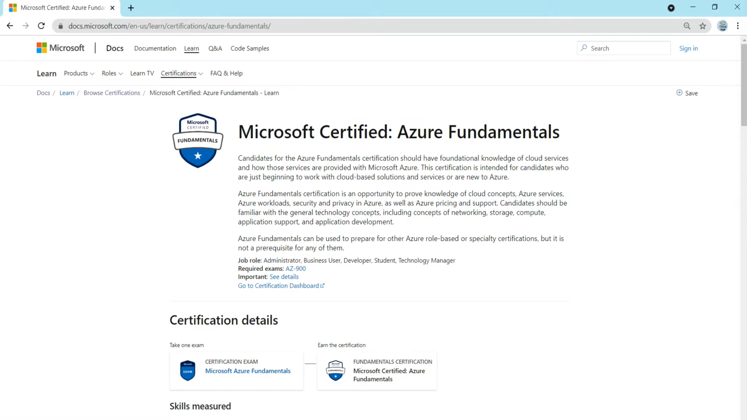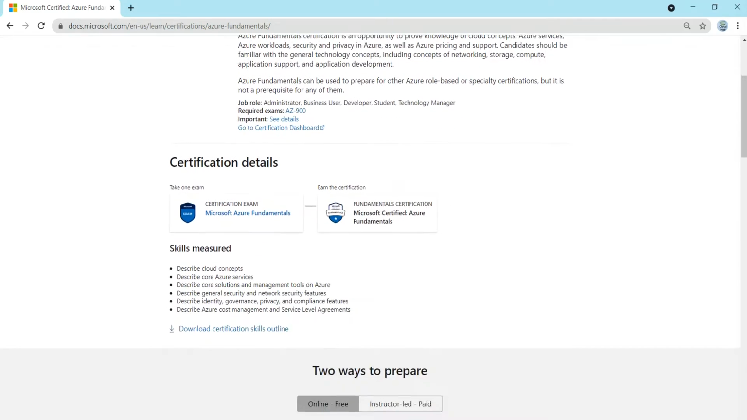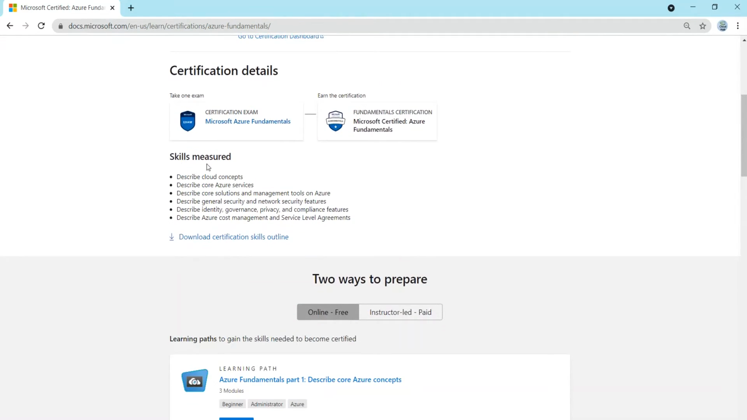So just go through the descriptions. That will tell you that a person should have foundational knowledge of cloud services and how those services are provided within Microsoft Azure. So it says Azure Fundamentals Certification is an opportunity to prove knowledge of cloud concepts and Azure services and Azure workloads. So let me come down, and in this section you could see skills measured.